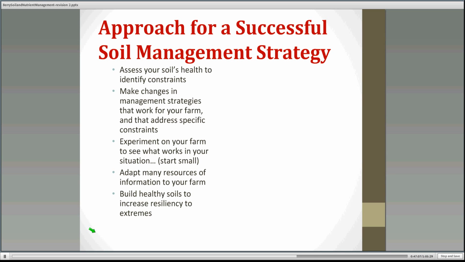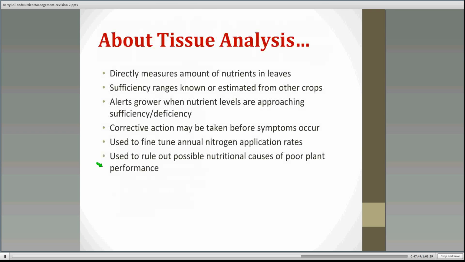So, the approach for a successful soil management strategy: you want to assess your soil's health to identify constraints, and that's what we're recommending doing with the Cornell Soil Health Test. You want to be able to make changes in management strategies that work for your farm and that address the specific constraints identified in the soil health test. You want to be able to experiment on your farm to see what works in your situation. Starting small is helpful. And you should be able to adapt the many resources of information that you glean from the soil health test to your farm and build healthy soils to increase resiliency to extremes. And that's one of the overall goals.